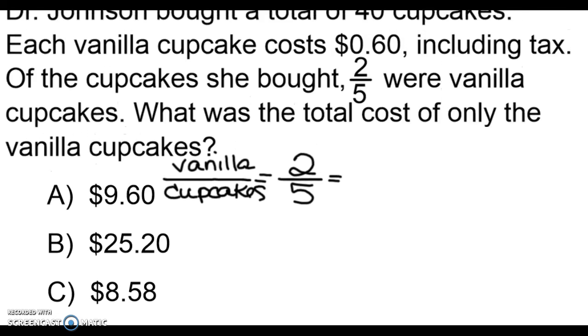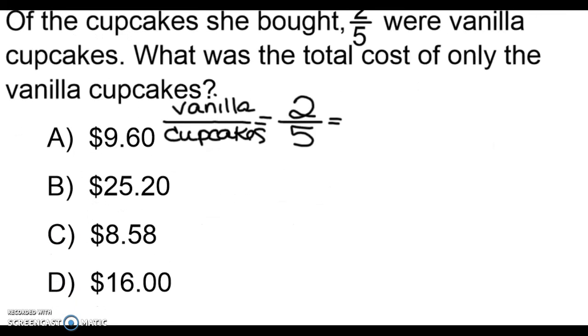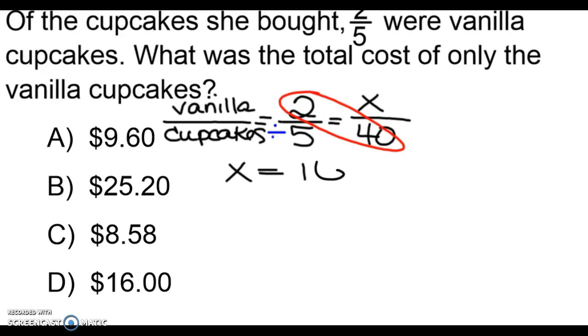It also says in the first sentence that Dr. Johnson bought a total of 40 cupcakes. So we know that 40 is going to be our denominator because she bought 40 in all. But out of that 40, let's find out how many are vanilla. We cross multiply by the numbers that we can and divide by x's partner. When you divide by x's partner, you get that x equals 16.